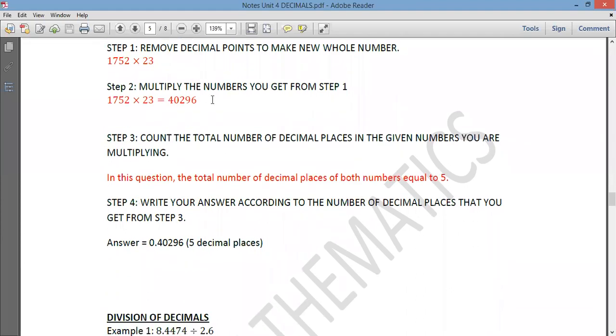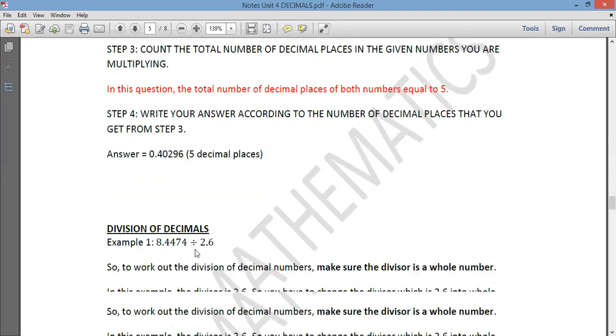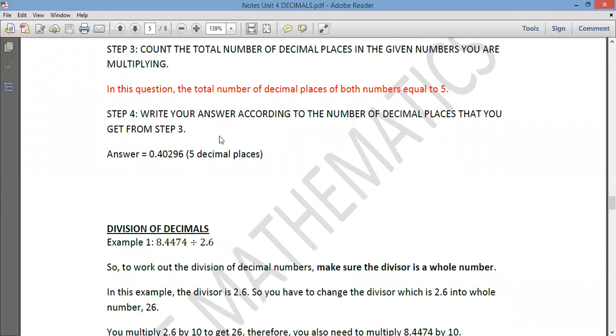So you use your answer from step 2 and your answer from step 3. From step 3, your answer has 5 decimal places. You count from the back, from the last digit: 1, 2, 3, 4, 5. So 5 decimal places means your answer will be 0.40296. Okay, that's all for this one. I think this one is pretty clear.